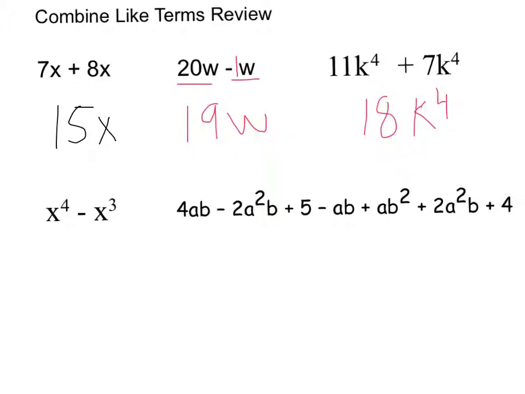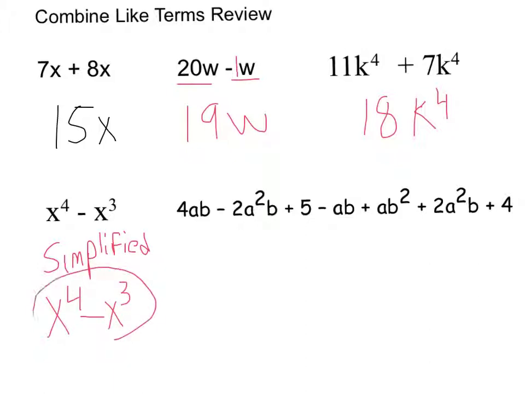Now, remember how those all made sense? Let's listen to this one. 1x to the fourth minus 1x to the third. X to the fourth minus x to the third. That doesn't have a flow to it. So this one is already simplified. If that happens, just say x to the fourth minus x to the third. Just write the problem again, and that's it. You can't do anything else with it.